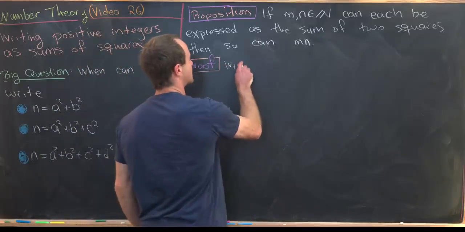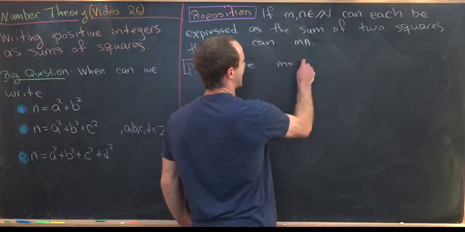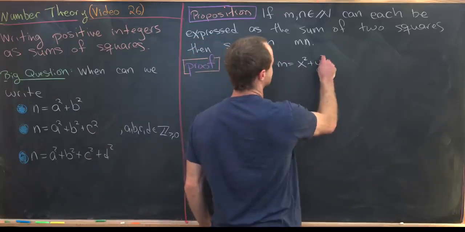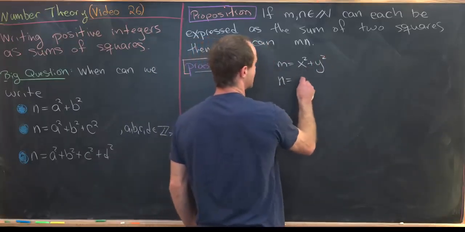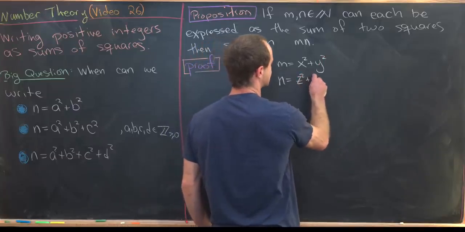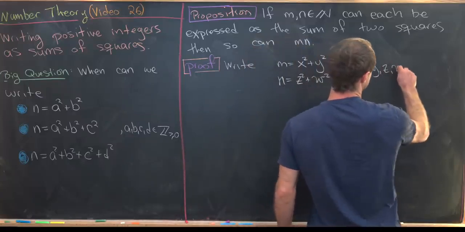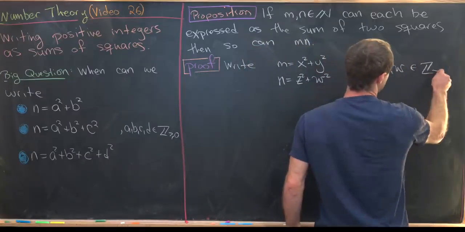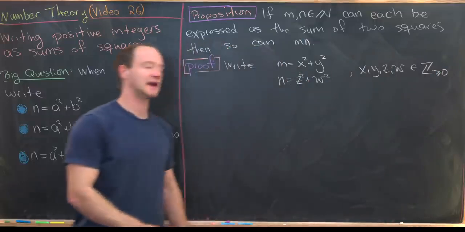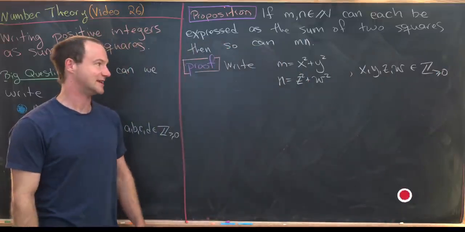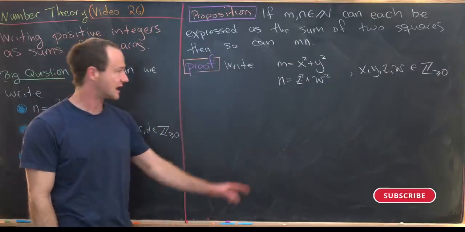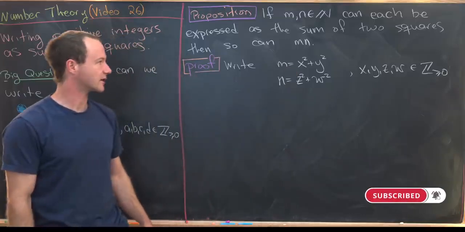So we're going to start by writing m as x squared plus y squared, and then we'll write n as z squared plus w squared. And here we're taking x, y, z, and w to be any non-negative integer. Really, we could just take any integer, but we might as well just take non-negative integers since we're squaring here.